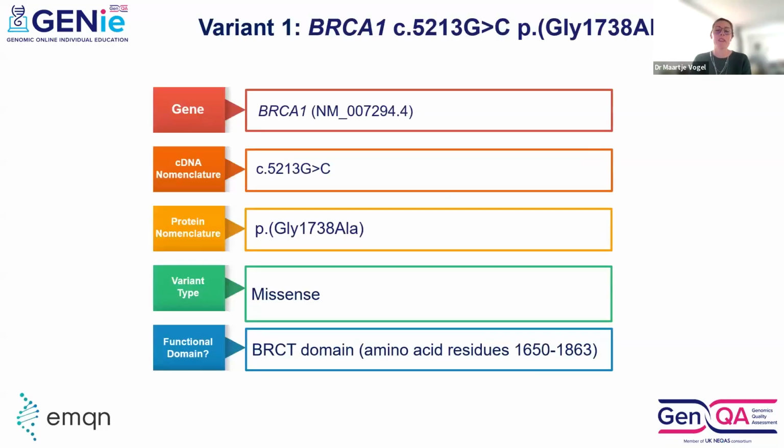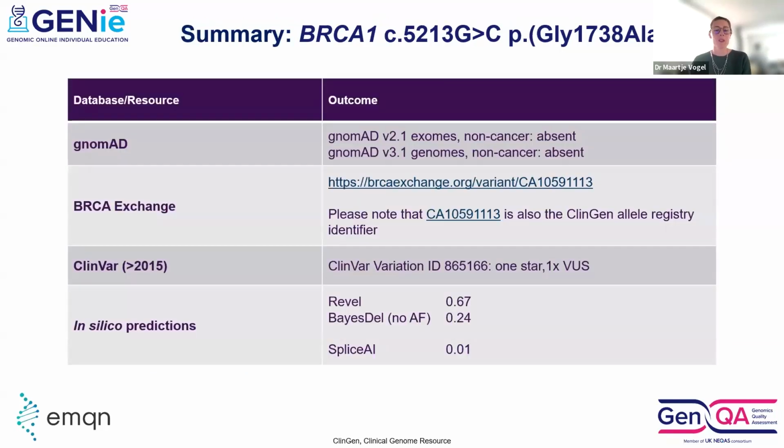So the first variant is a missense variant in BRCA1, which is located in a functional domain, the BRCA2 domain. Next slide, please. So this variant is absent in gnomAD version 2 and also in gnomAD version 3. You can find the relevant information about this variant when you go through to the BRCA Exchange website. You see the identifier here on the slide and also the link. There's one submission for this variant in ClinVar, and the laboratory there classified it as a VUS.